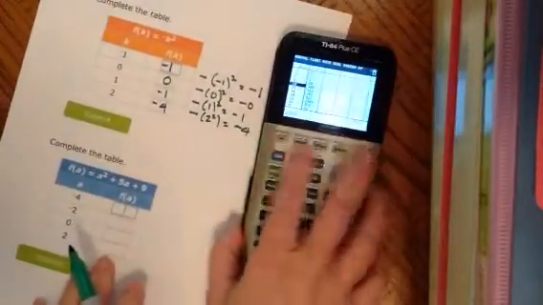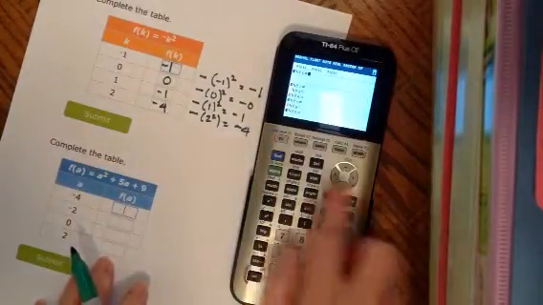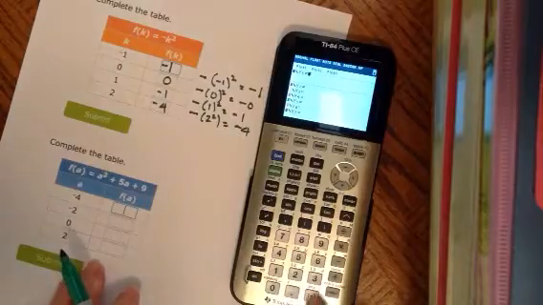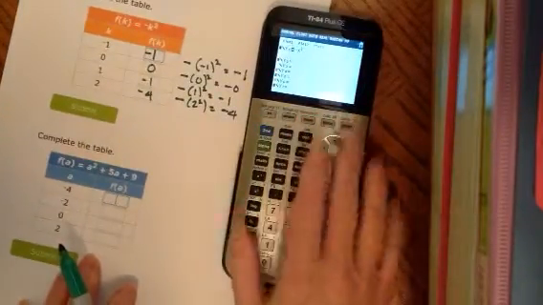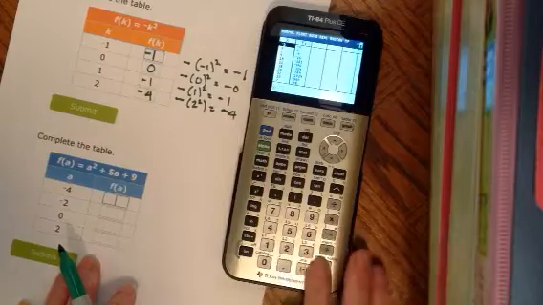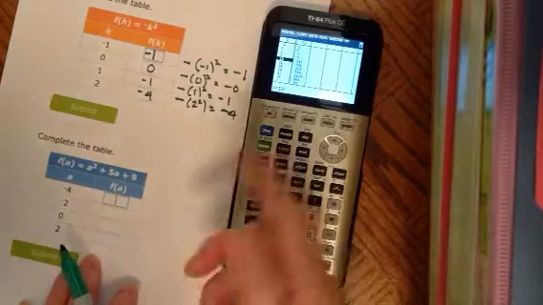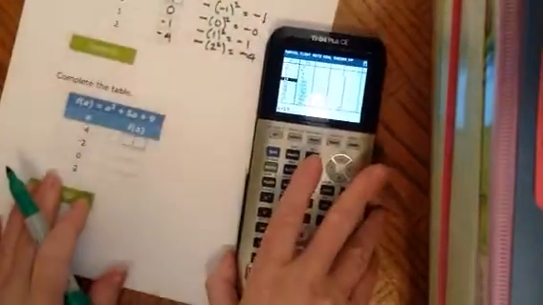Again, that would be a good one to put in the calculator, because it will do the order of operations for you even if you forget. So negative x squared, and then go to your table. Negative 1, 0, 1, and 2. And get those same values.